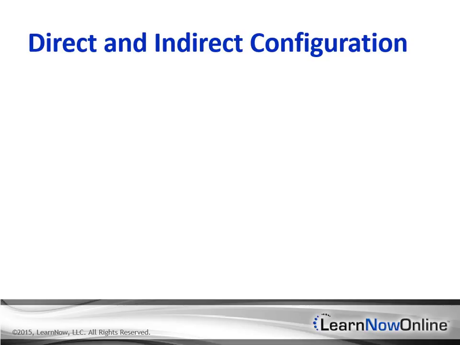Another way of using configurations gives you a bit more flexibility in how you define the configurations and where they're found at execution time. And that gets into direct and indirect configuration. So the first item is direct configuration. Direct configuration means that the package has the location of the package configuration hard-coded within its definition, and that's stored within the package itself.